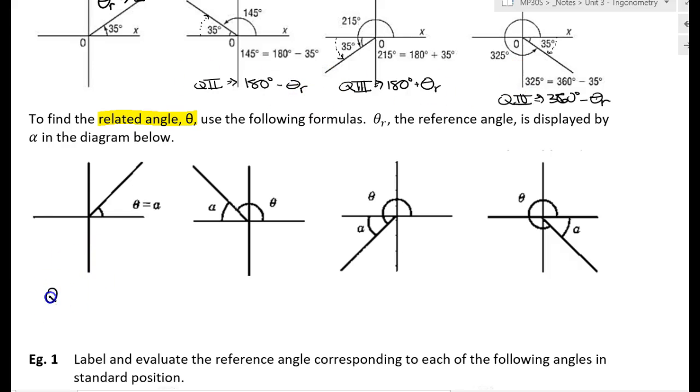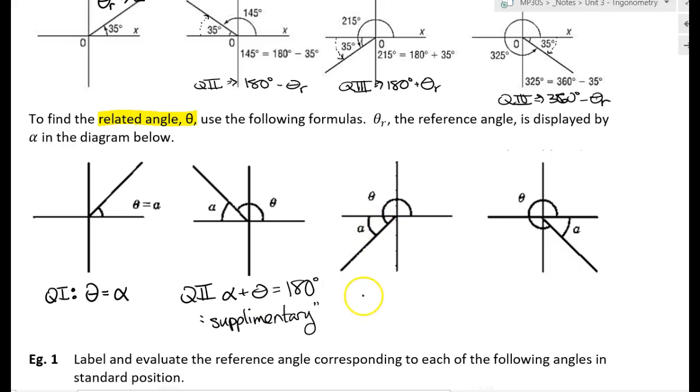So in quadrant 1, we're going to go theta is equal to alpha. Quadrant 2, we could say that alpha and theta equal 180. If you don't remember, this is what we call supplementary. Complementary is adding to 90.